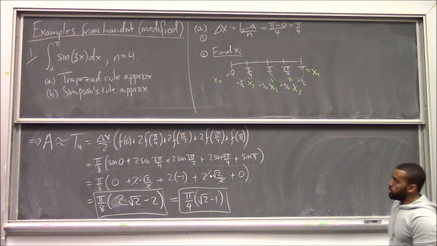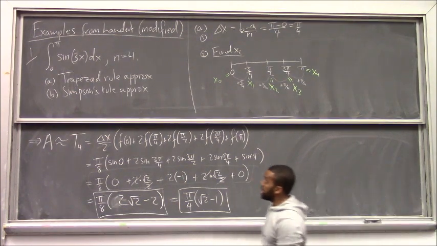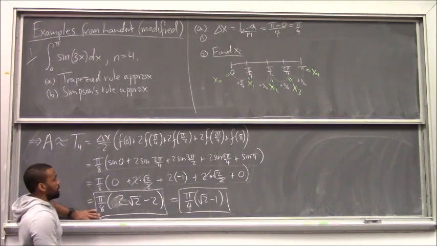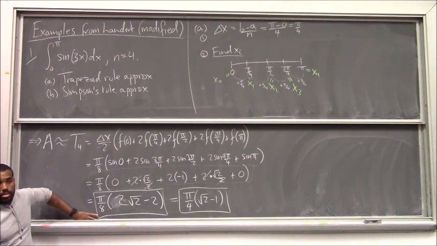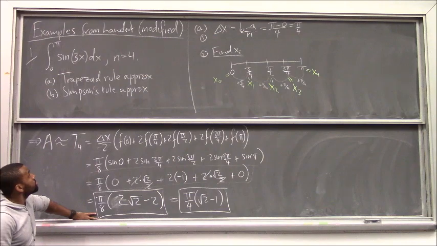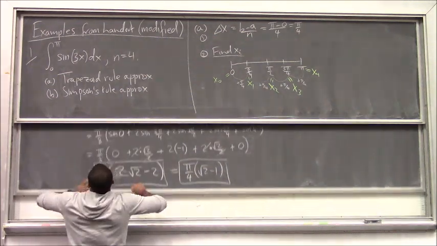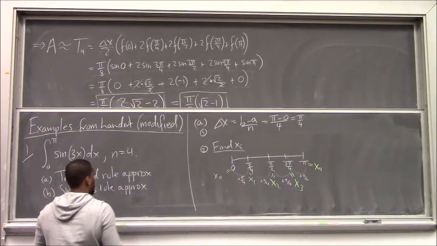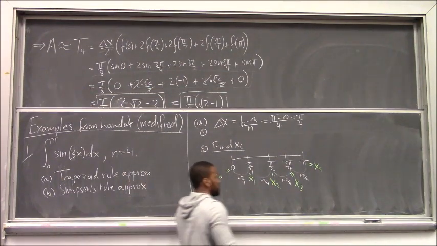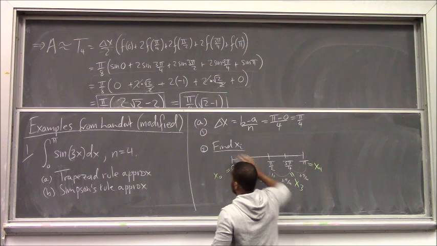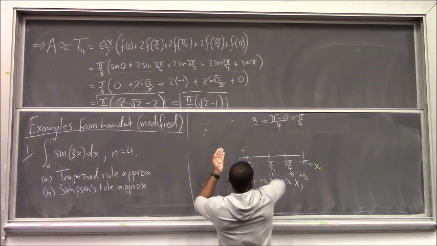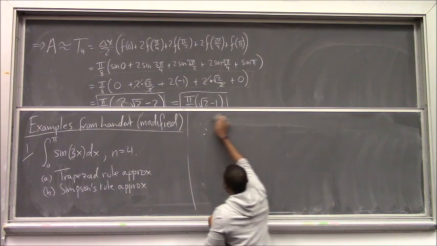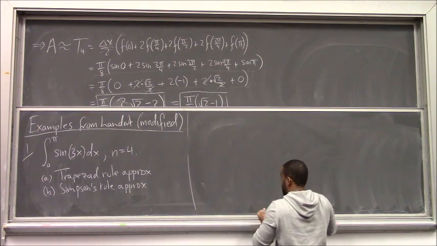So this would be an approximation, how we can approximate that integral using 4 trapezoids. Questions? Let's do B, which is going to start out exactly the same way, but let's just go over it again, making sure that everyone actually catches it. So B.